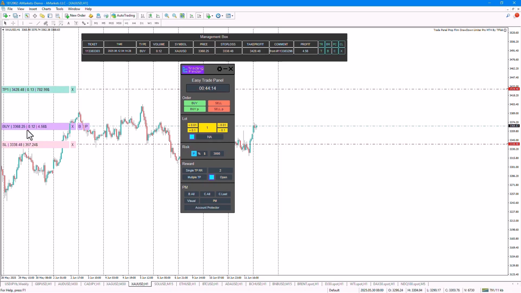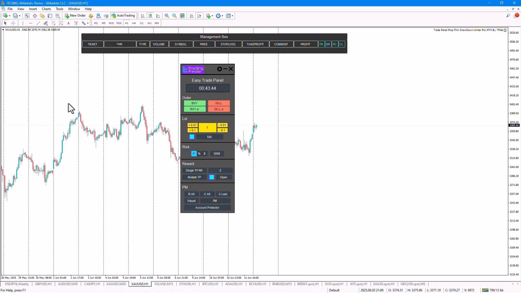With each subsequent click, 0.12 lot, 0.06 lot, 0.03 lot. With another click, 0.01 lot. And finally, if it can't close any more volume, the last click will close the trade for us in this section.